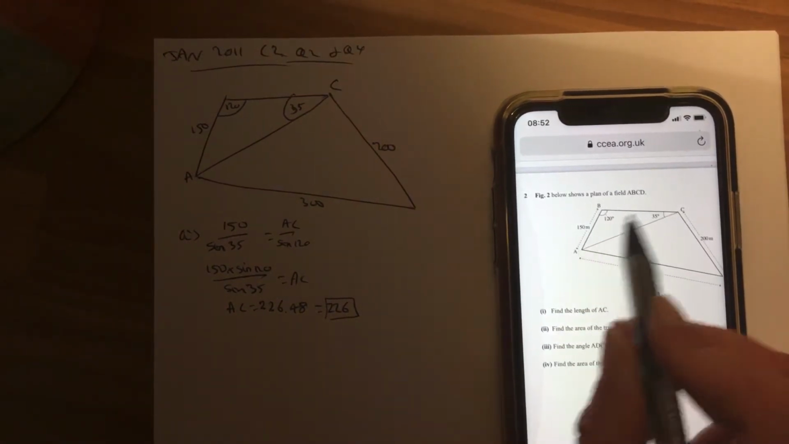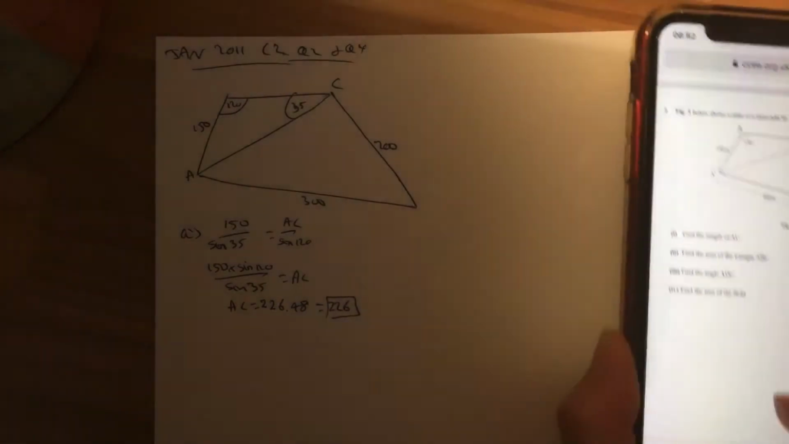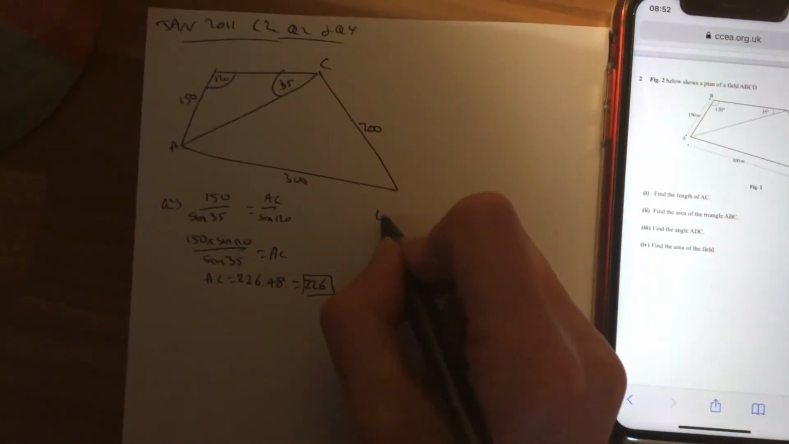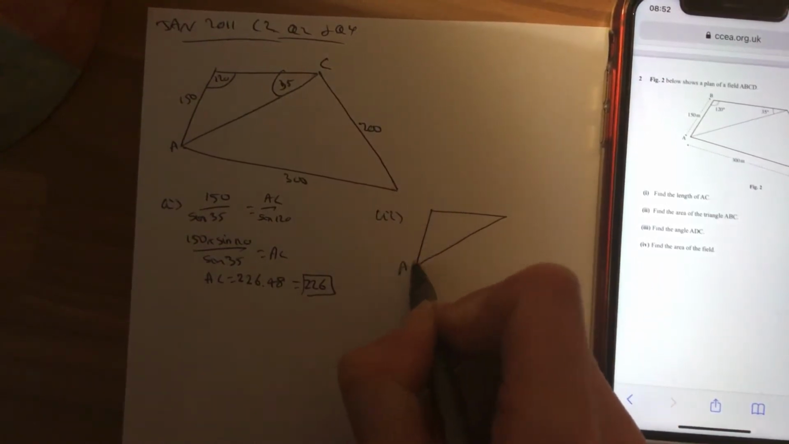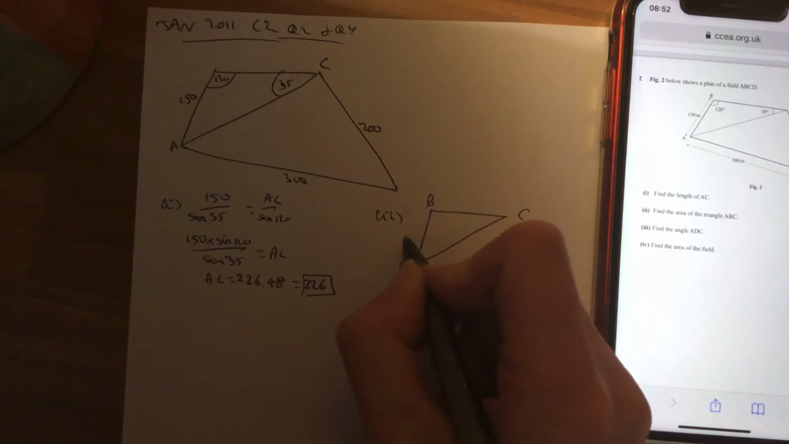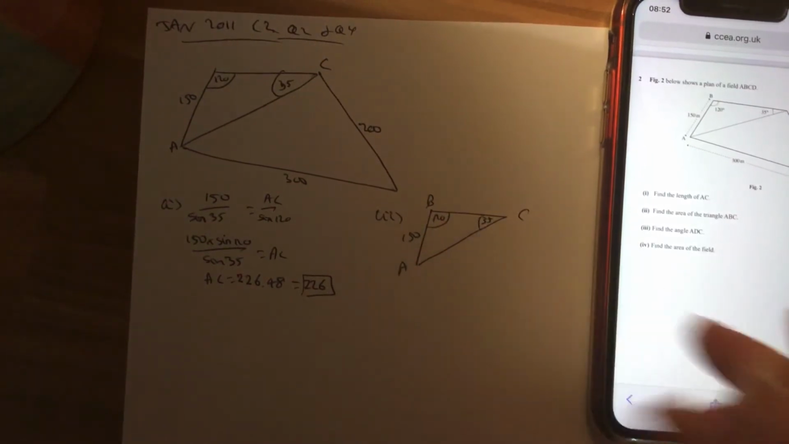Part 2, find the area of the triangle ABC. So it's just a half the two sides times sine the angle between them. I'll draw out the wee triangle again just to make it a wee bit easier to see there. So A, B, C. This is 150, 120, 35. It's easy to work out this angle here is 25. This here side is 226, but use it in its more accurate form. And I want the area of that.